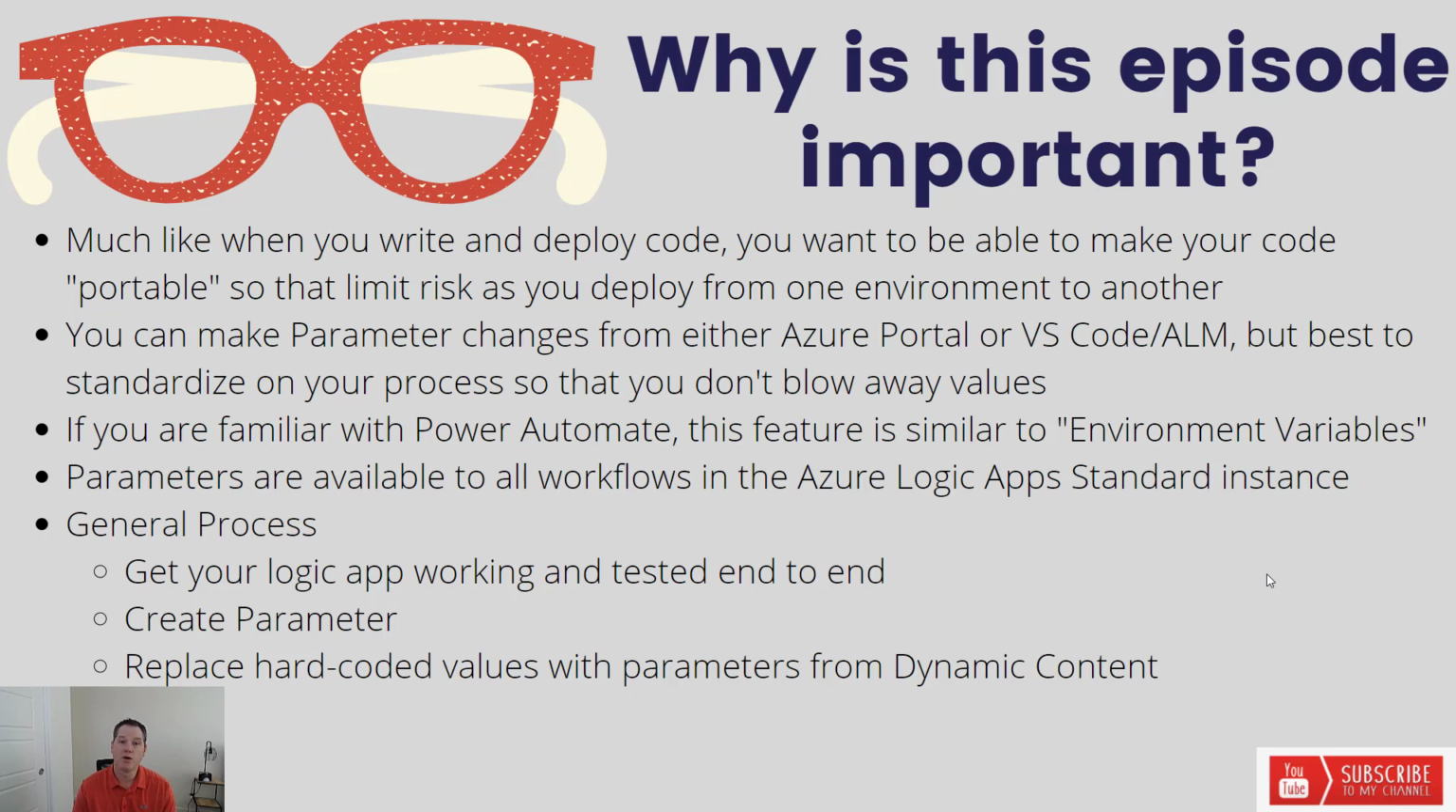And so we can go ahead and make these config changes from either the Azure portal or through VS Code or our ALM process. But as I've discovered through creating this video, it's best to standardize your process so that you don't inadvertently blow values away. Now, if you're familiar with Power Automate, or the Power Platform in general, this feature is kind of similar to environment variables. It does remind me a fair bit of it.